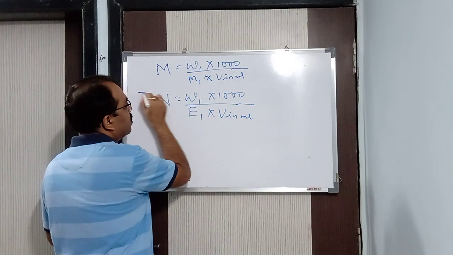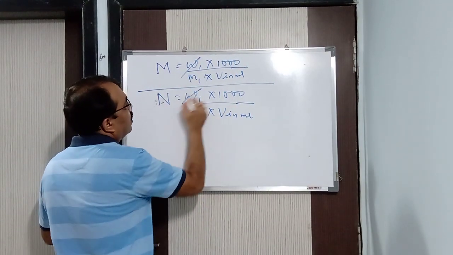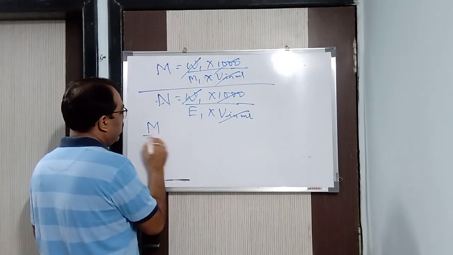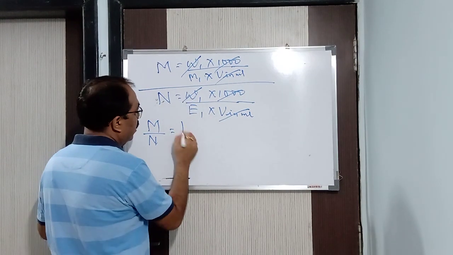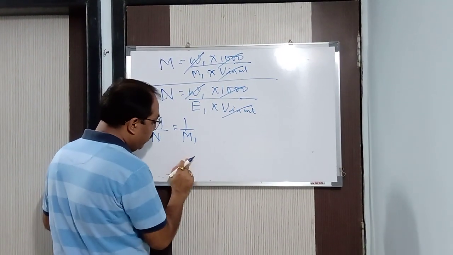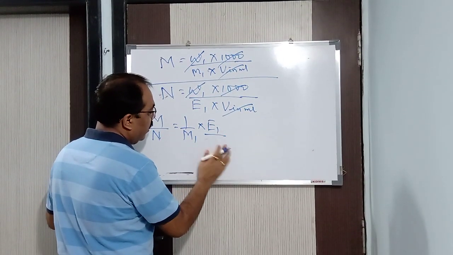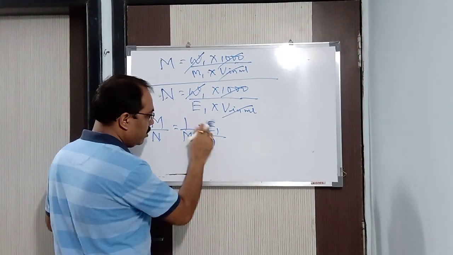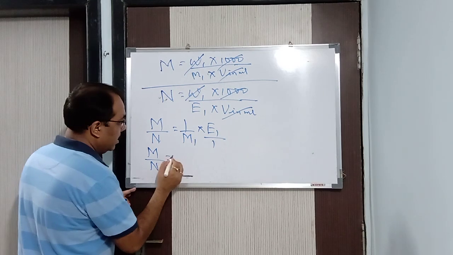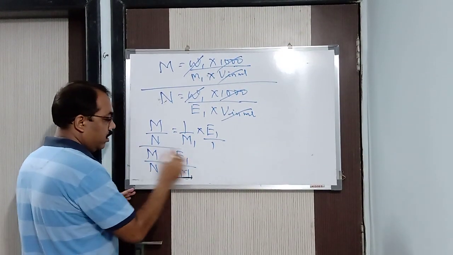Now I have to find the relationship. What will I do? I will divide them. The terms which are common get cancelled out. Then what remains? Very simple, it is M by N. What remains is 1 by M1 divided by 1 by E1. So I can write E1 by M1. So hence we get M by N is equal to E1 by M1. Clear? This is a relationship.